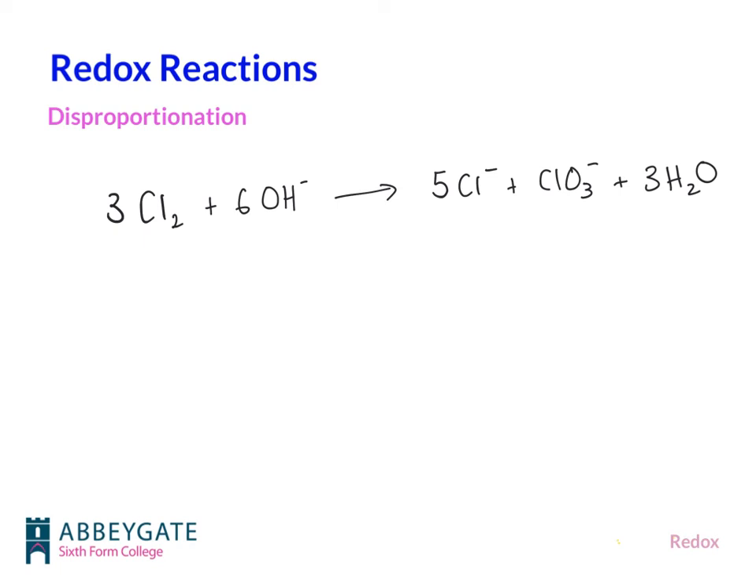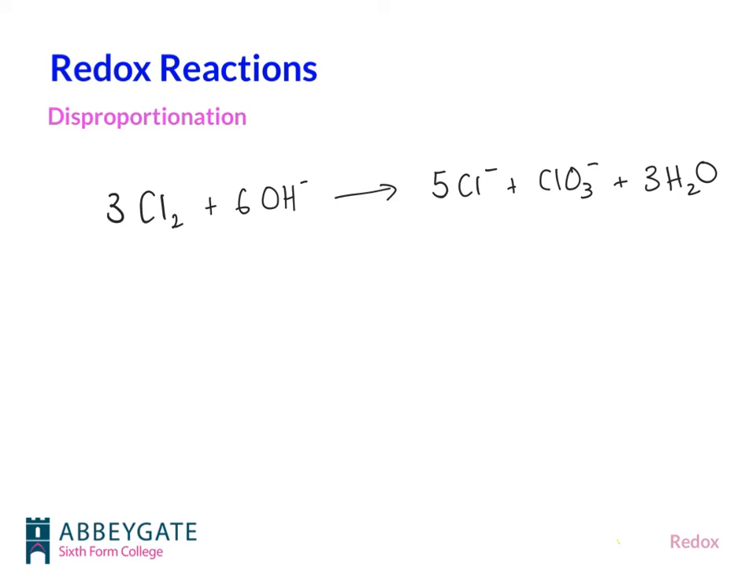Now, it can be reasonably easy to spot. You can see when one species appears just as one thing on one side of the equation, but that it seems to get split and appear in two different molecules on the other side of the equation.